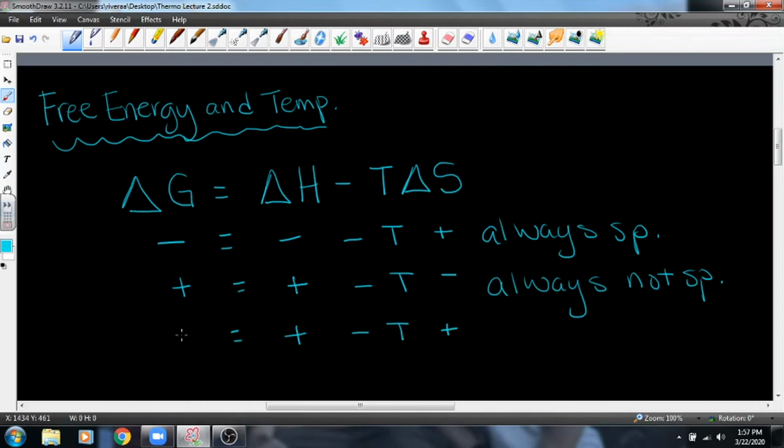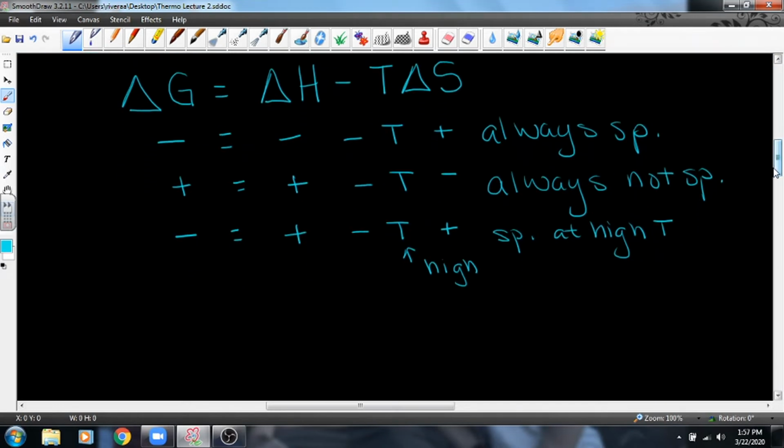So if we want to think about what would result in a spontaneous reaction or a negative delta G, if we're looking at these signs, the delta G is going to be negative when temperature is high, right? If we have a big value for temperature, we're going to get a negative delta G over here. So this will be spontaneous at high temperatures. This is just a fun little logic exercise.